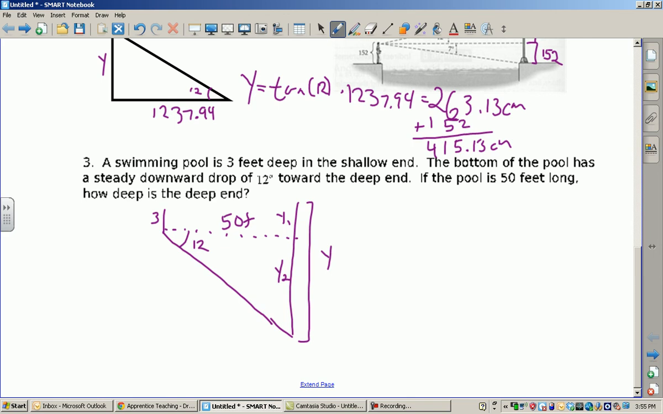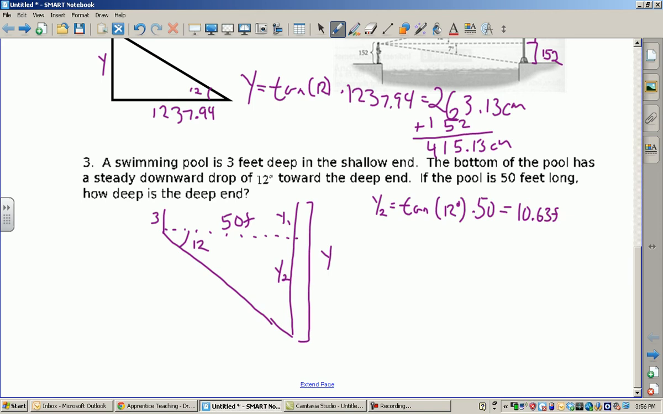So I know that y sub 2 from my SOHCAHTOA is going to be equal to the tangent of 12 degrees times 50, or the length of the pool. This is just like the canal problem that we had done earlier. So once you type that into your calculator, we get that y sub 2 is 10.63 feet. So that means from here to here is 10.63 feet.